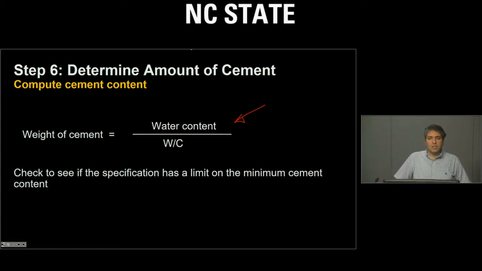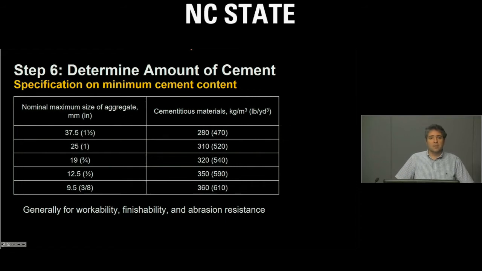Of course, this table over here shows you the minimum cement content that is generally used for workability, finishability, and abrasion resistance. Sometimes owners or operators will specify the maximum cement content as well. But this minimum cement content really depends on the nominal maximum size of the aggregate that we have chosen previously. You can see over here, for example, for a maximum aggregate size of 1 inch or 25 millimeter, there is a minimum cement requirement, in kilogram per cubic meter or pound per cubic yard of concrete. And you have to just check this.